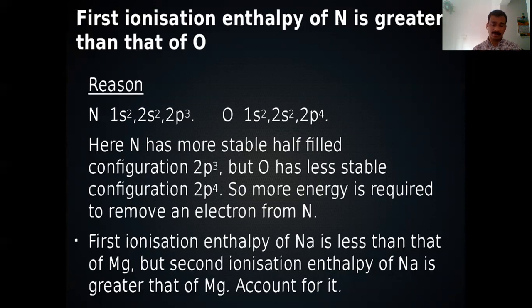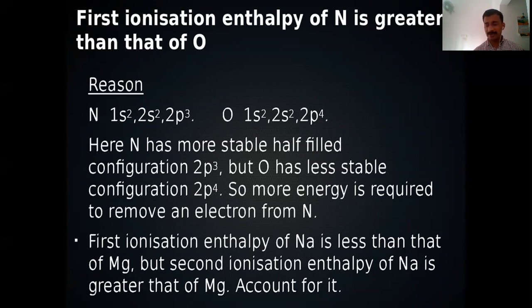Another usual question is, first ionization enthalpy of sodium is less than that of magnesium, but second ionization enthalpy of sodium is greater than that of magnesium. Account for it. So first ionization means to remove an electron from sodium. What is the electronic configuration of sodium? 1s2, 2s2, 2p6, 3s1. If it removes the outermost electron, it will get a noble gas configuration. So the removal of the electron is very easy. Not much energy is required to remove the outermost electron.